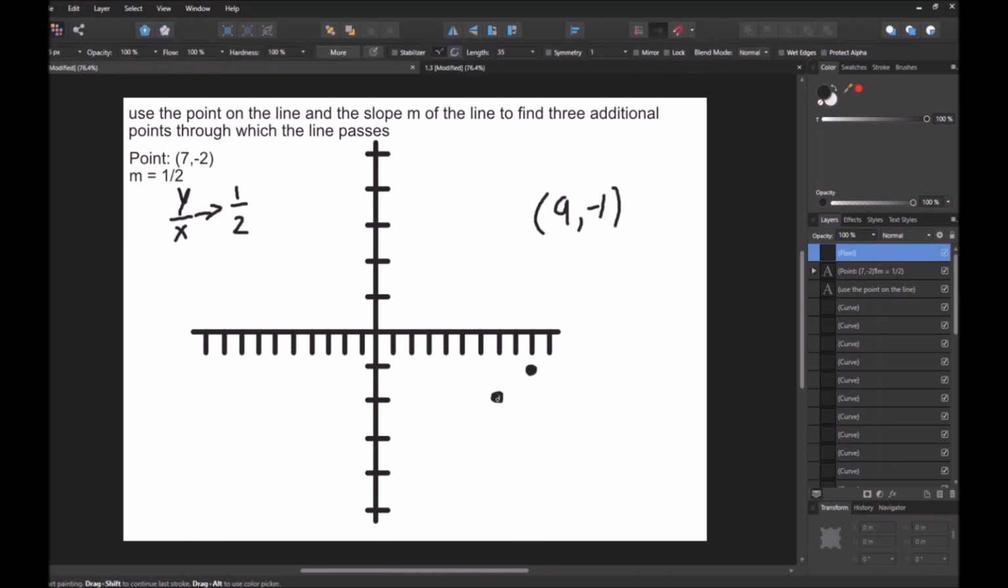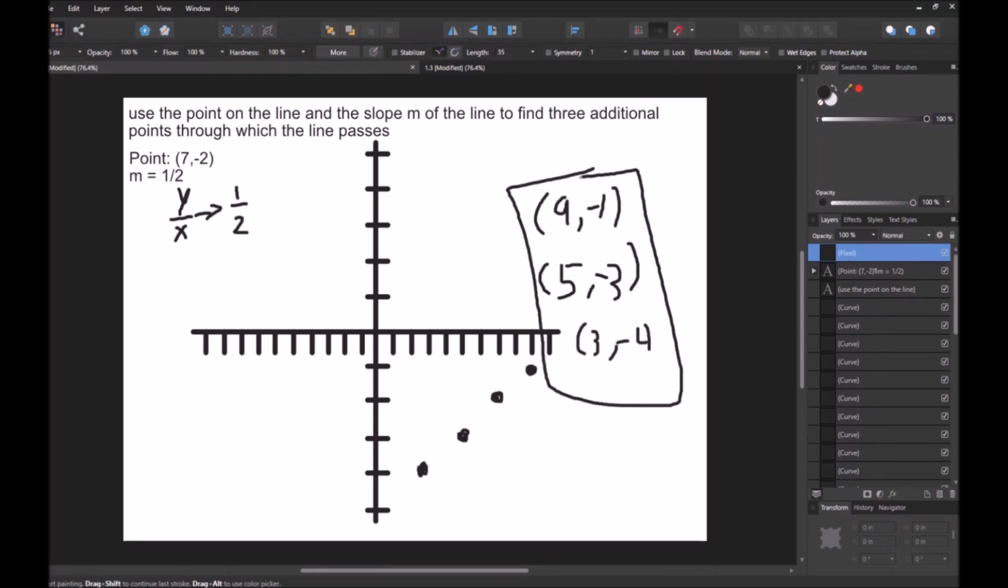And then we're going to go down 1 and to the left 2. So now we can go down 1 and over 2 to right about there. And then that puts us at 5 comma negative 3. And then we're going to go down 1 and over 2 again. And that puts us at 3, negative 4. And these are 3 possible answers you could have put down.